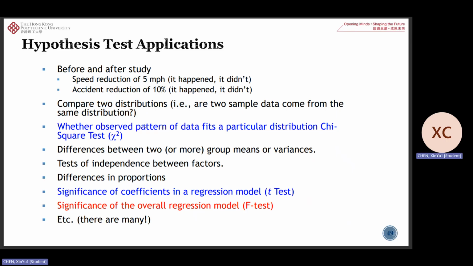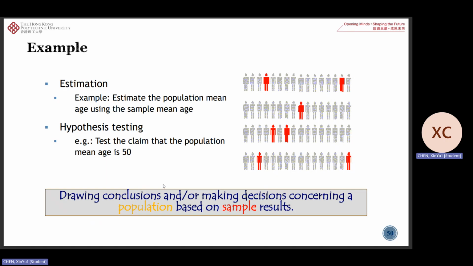Here is another example. We have a before-and-after study. We measure the speed of the cars, and the speed reduction is 5 miles per hour and the accident reduction is 10%. Then we compare the two distributions. We also check whether the observed pattern data fit a particular distribution, something like a chi-square test; I will explain in more detail later. There are also the differences between two or more group means and values, the test of independence between factors, differences in proportions, the significance of the coefficients in the regression model, which I explained, and the significance of the overall regression model, and so on. I will show you one by one.